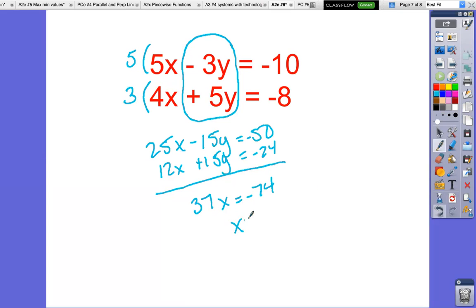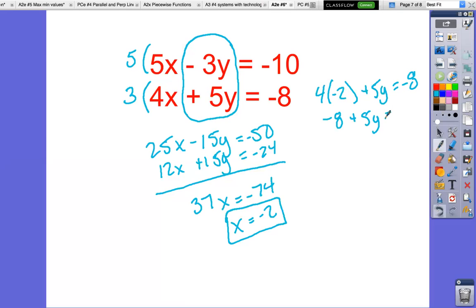Divide by 37. Any questions about that? Now to solve for y, plug it into any one of these equations. I'll plug it into the bottom. Add 8 to both sides. So I got 5y. Sorry, that's a 5y. When I add 8 plus negative 8, I got 0. Divide by 5, and y is 0.